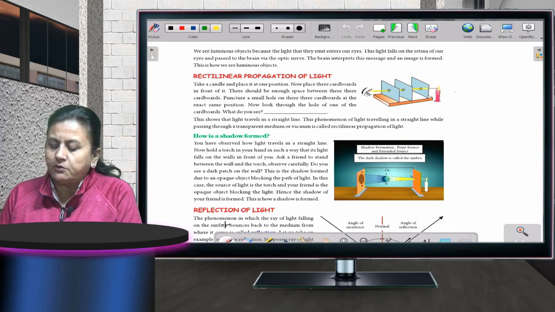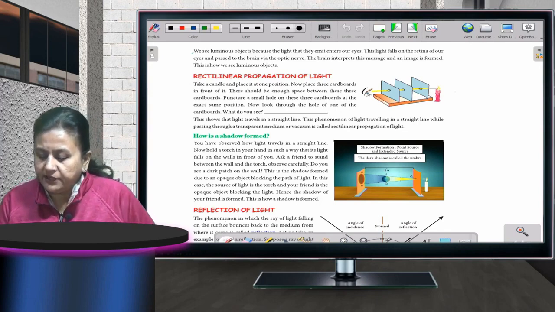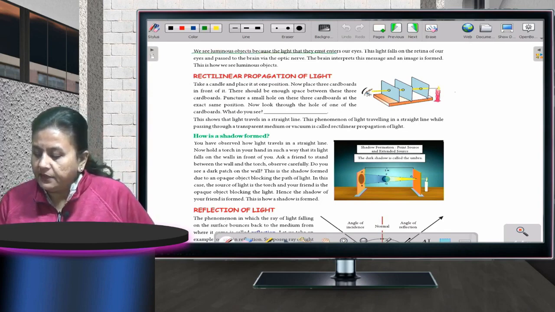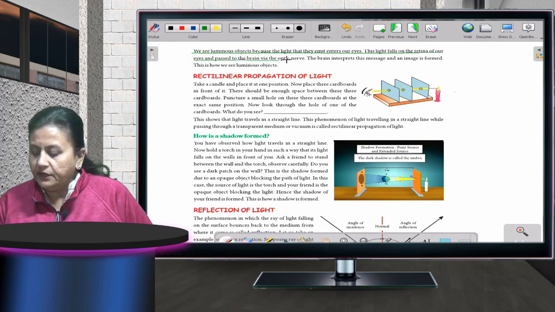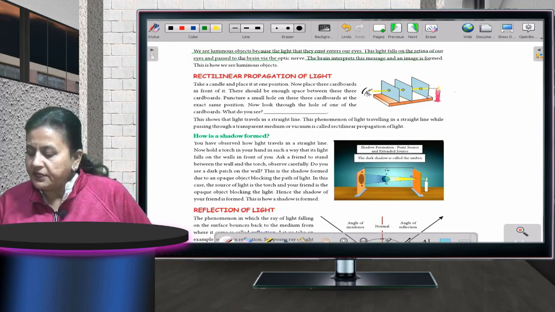we see luminous objects because the light they emit enters our eyes. The light falls on the retina of our eyes and passes to the brain. The brain interprets this message and an image is formed. This is how we see luminous objects.